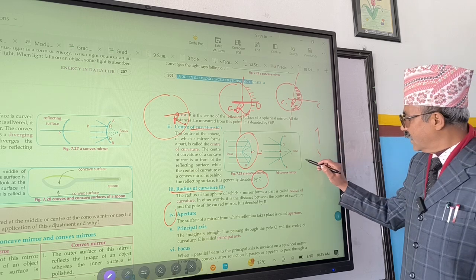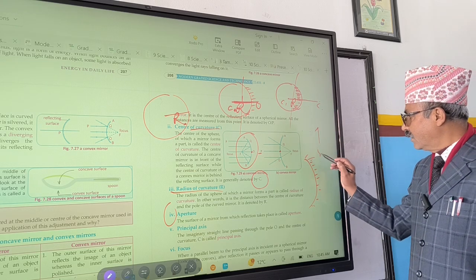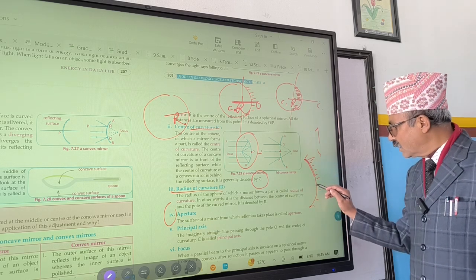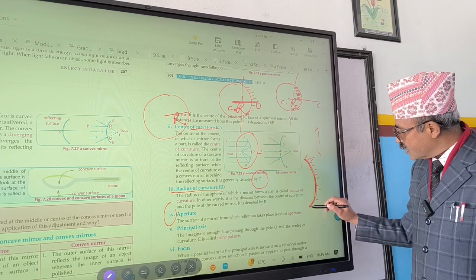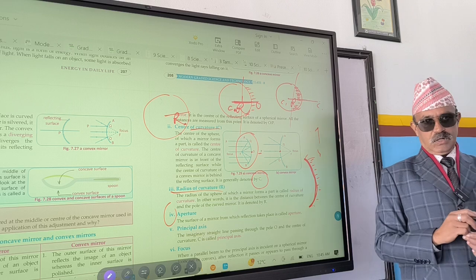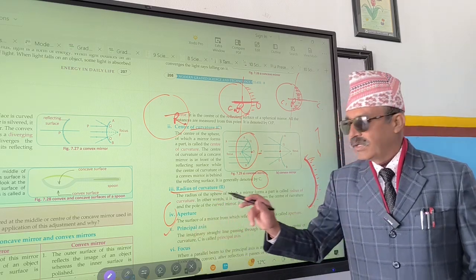So look at here. If this is the mirror, what is this? Mirror. A reflection takes place from here to here. Yes or no? So this whole region is called aperture. So the surface or part of the mirror from which the reflection takes place, that is called aperture. From here to here.